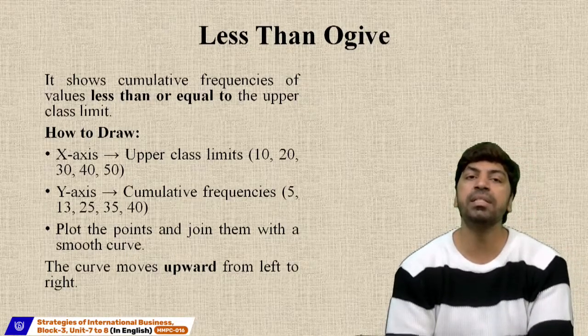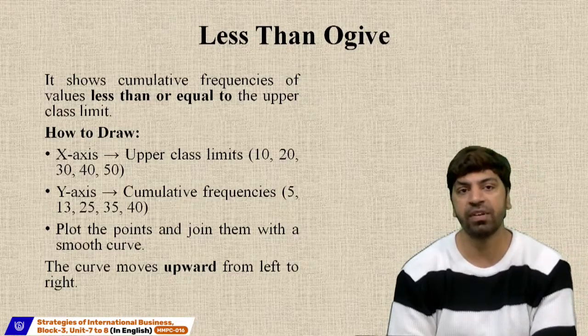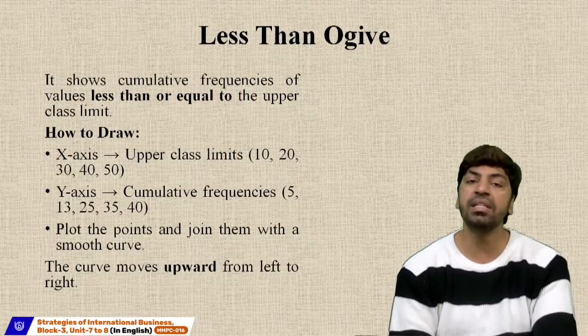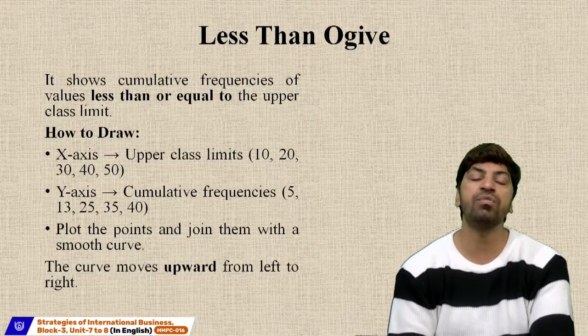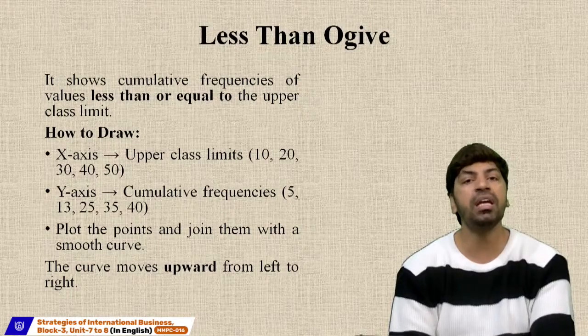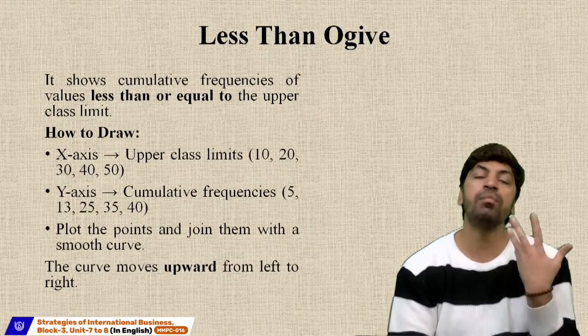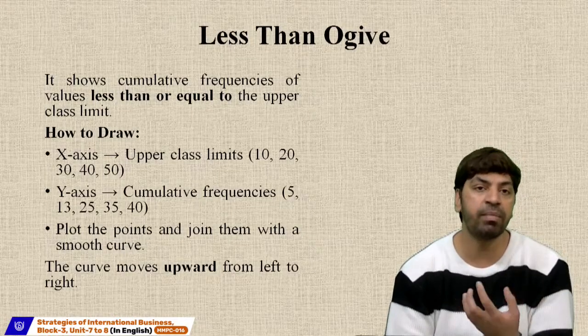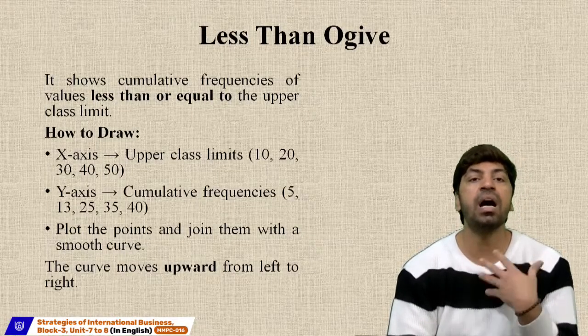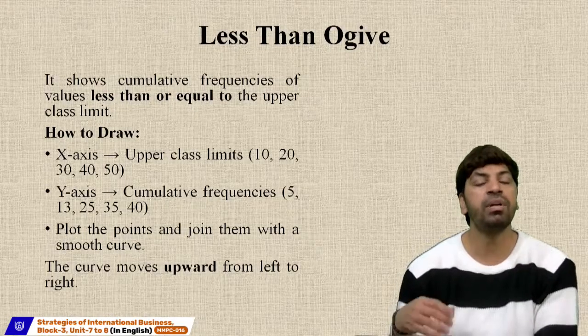The next concept is a less than or ogive curve. It shows the cumulative frequencies of values which are less than or equal to the upper class limit. So when we talk about more than, it is the lower class limit, but when we talk about less than, it is the upper class limit.